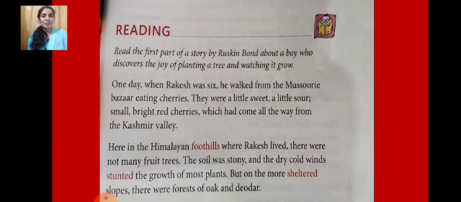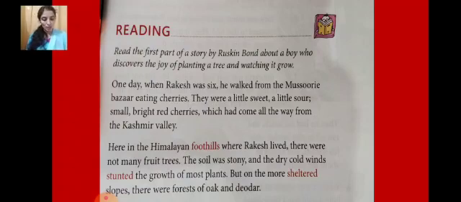What is there in this paragraph? In the Himalayan foothills where Rakesh lived, there were not many fruit trees. Why? What was the reason? Because the soil was stony. There were stones, and not many fruit trees were grown over there, or naturally grown, because of the soil texture. And the dry cold winds stunted the growth of most plants.